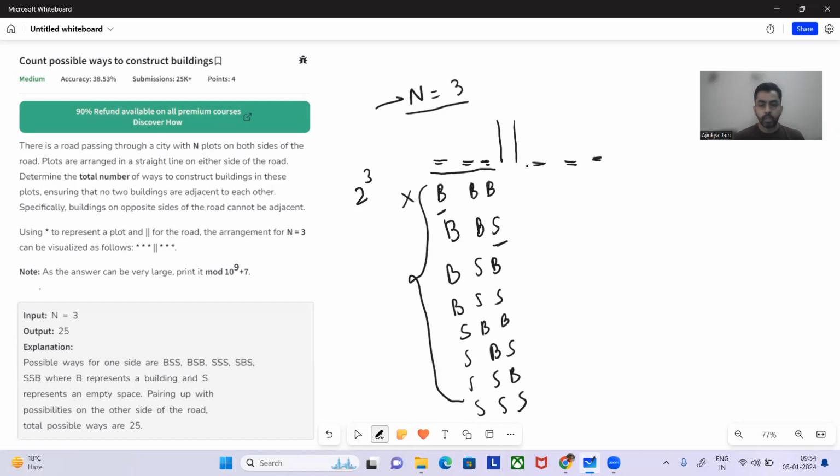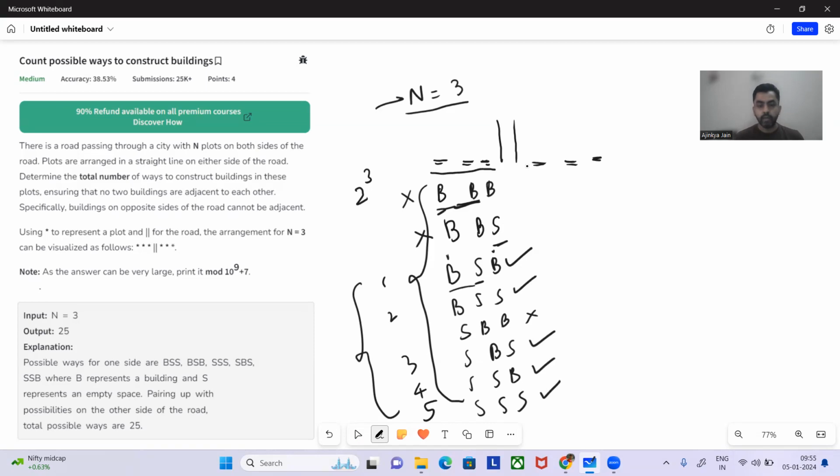This is not a possible combination because we cannot have two consecutive buildings. This is a condition given. We cannot have two consecutive buildings together, so this is also not possible. This is possible, there is a space between two buildings. Then this is possible, 1, 2. This is not possible. 3, this is possible. 4, this is possible. 5, this is possible. So there are 5 ways wherein we can either construct a building or not construct a building. Here there are 5 ways without two consecutive buildings.